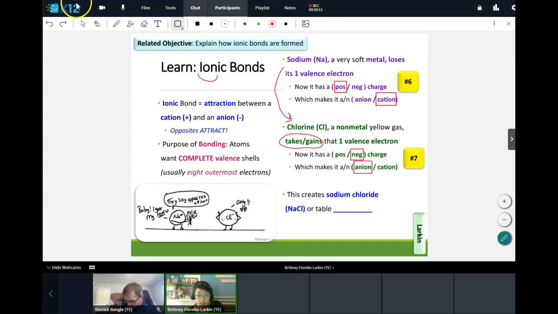We can see that an, like anti, it's the opposite one. It's the negative one. The grumpy one. The anti-ion is the grumpy one. Okay? We have a positive sodium now and a negative chlorine. That means that they are opposites and opposites attract. So this actually creates their bond.